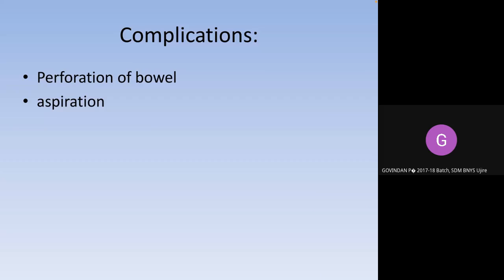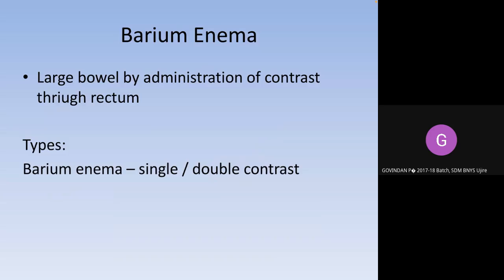Okay, that's okay. What complications can happen? We can perforate the bowel because when you put a barium meal and if there is an ulcer, the pressure in the lumen will increase and it can rupture. And the second thing is aspiration. Aspiration is it can go into the lungs.